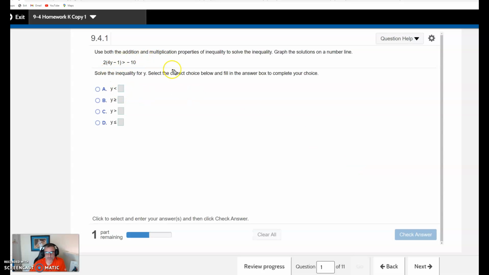So it says use both the addition and multiplication properties of inequality to solve the inequality, and then graph the solution on a number line. So I'm going to go ahead and rewrite this. And the way we say this is 2 times the quantity 4y minus 1 is greater than negative 10.